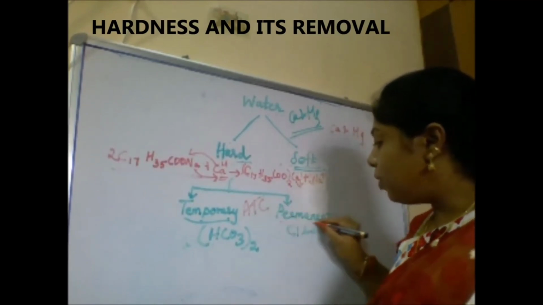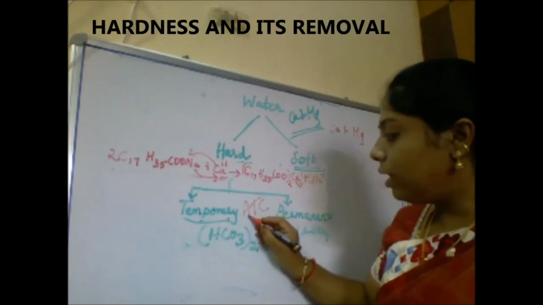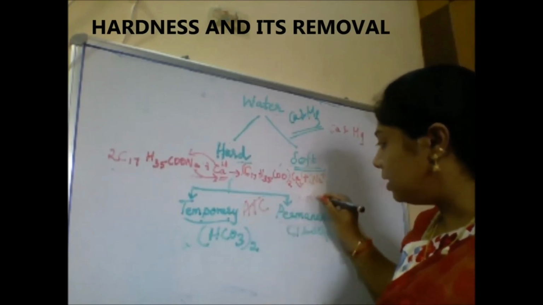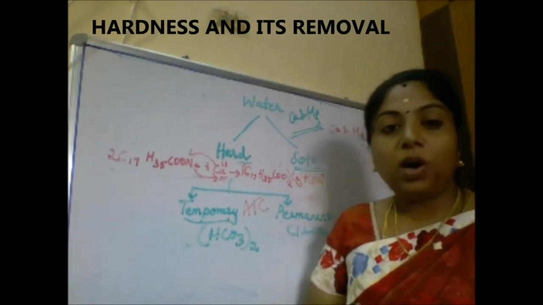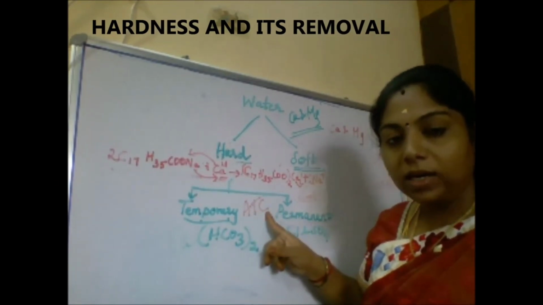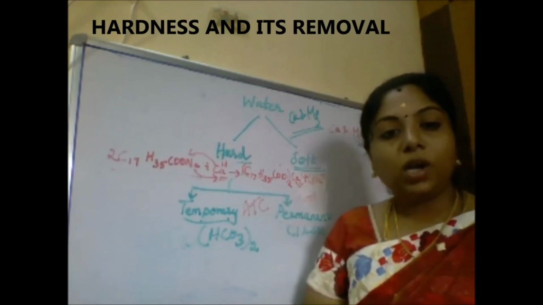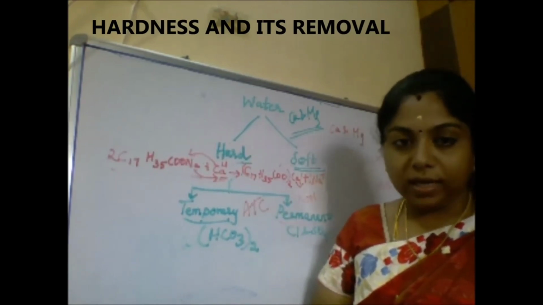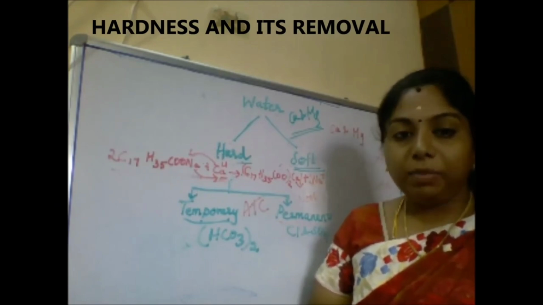The other names for permanent hardness: here alkaline, so here it is non-alkaline hardness. For temporary, here it is permanent hardness, here it is carbonate hardness, and here it is non-carbonate hardness. These are the other names for temporary as well as permanent hardness. Let us see how it can be removed.